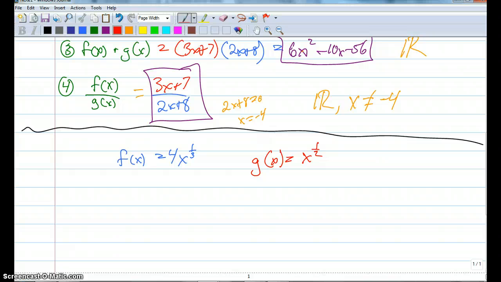All right, now, for some people, fractional exponents can work fine. Those kind of creep me out. So here's the thing. Before I go any further, first thing that I'm going to do is rewrite this as 4 times the cube root of x, right? Because the denominator is the index. And then g of x here is going to be, that's right, the square root of x.